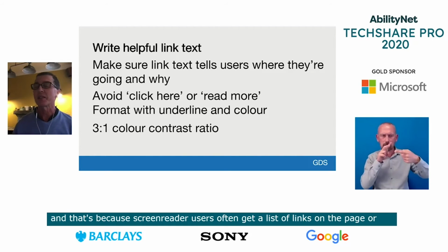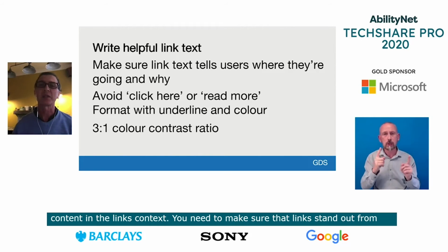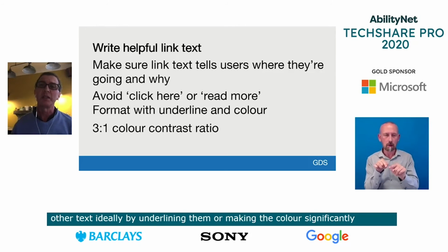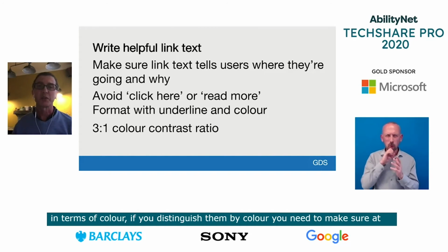To meet the Web Content Accessibility Guidelines, you need to make sure links stand out from other text, ideally by underlining them or making the color significantly different or other means, but make it different from the surrounding text. And in terms of color, if you distinguish them by color, you need to make sure there's at least a 3:1 color contrast ratio between the linked text and the rest of the content. And I'll talk a bit about color contrast ratios a little more later.